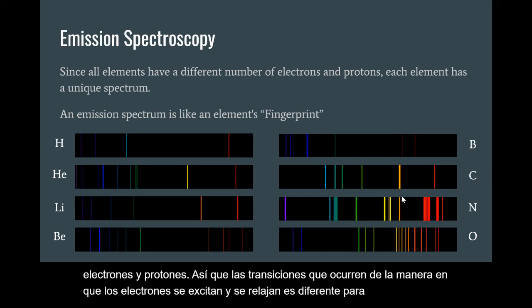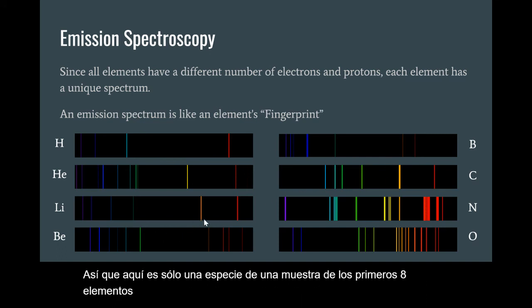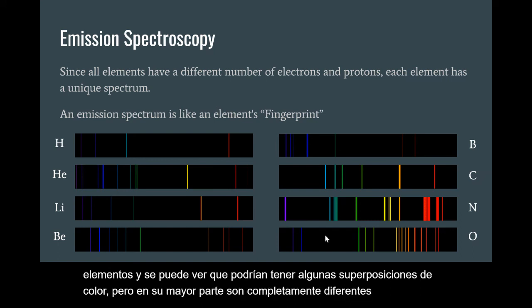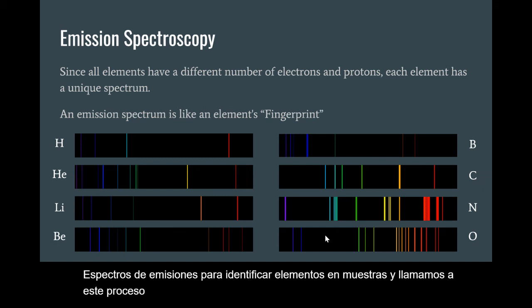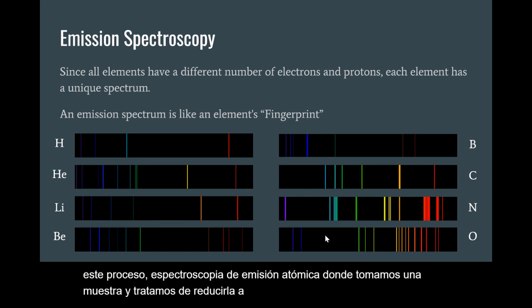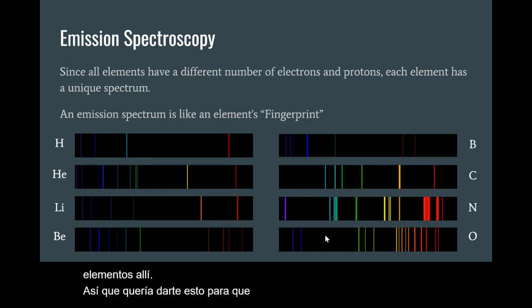And so here's just kind of a showing of the first eight elements. And you can see that they might have some color overlaps, but for the most part, they are completely different. And we can use these emission spectrums to identify elements in samples. And we call this process atomic emission spectroscopy, where we take a sample and try to reduce it down to the elements and get them excited in order to see what colors are given off to produce these spectrums and identify the elements there.